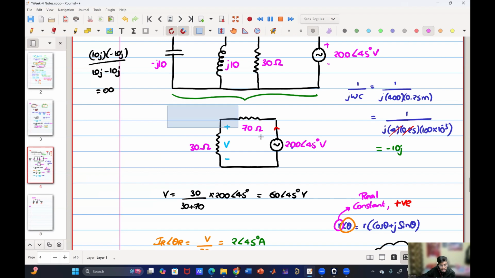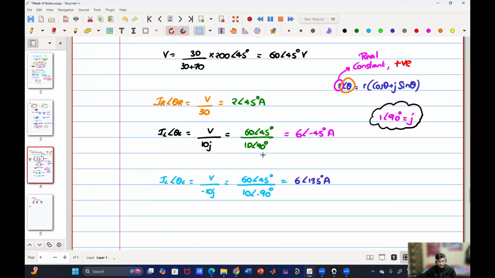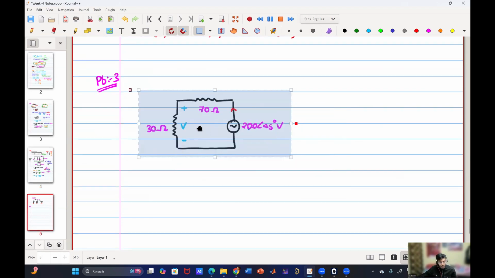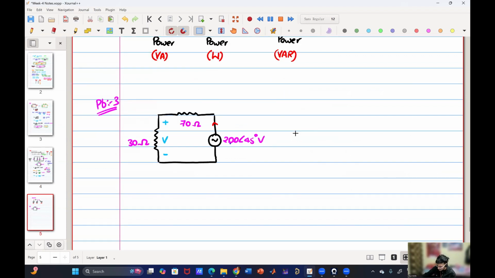So let us take this circuit down. V phasor is already given. Now what I have to find is I phasor, right? So what is this I phasor? Can anyone calculate and tell me what is this I phasor? Someone mentioned 2 angle 45. Yeah, very good. Shamita got it right. 2 angle 45.